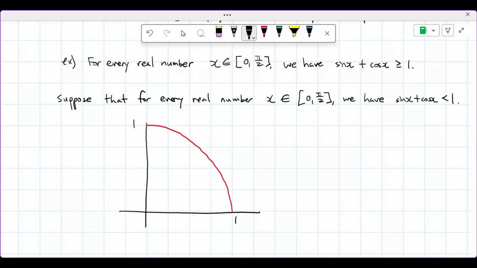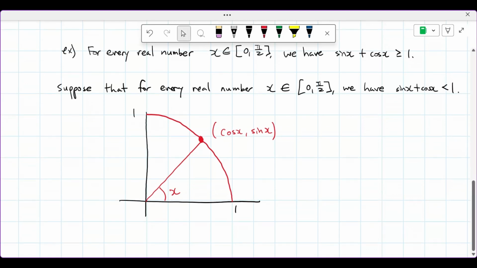We know that a point on a unit circle has the coordinate cosine of x, comma sine of x, right? Where x is given by the angle from the positive x-axis. And like the diagram here, we're making sure that my angle is between 0 and pi over 2, which is just a quarter of the circle. Apparently, this proposition that we're supposing is that sine of x plus cosine of x is less than 1.